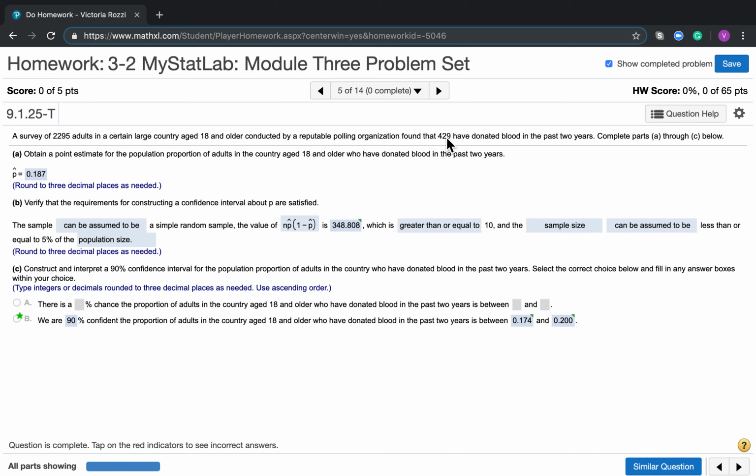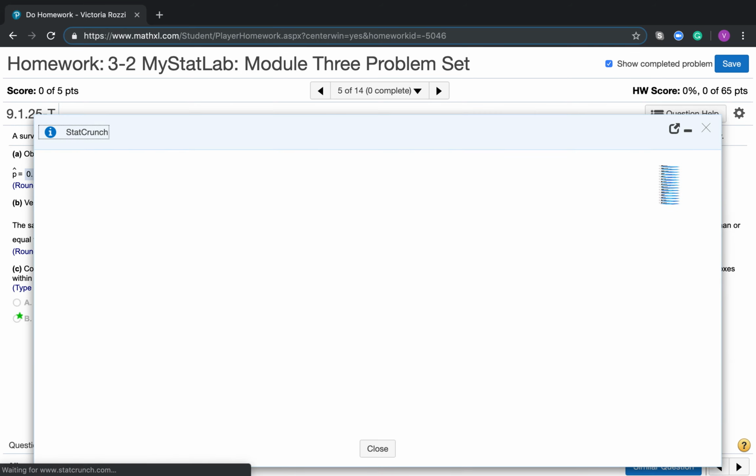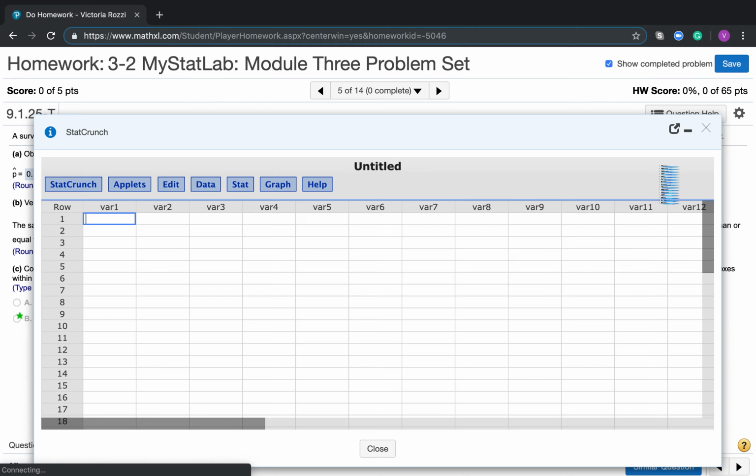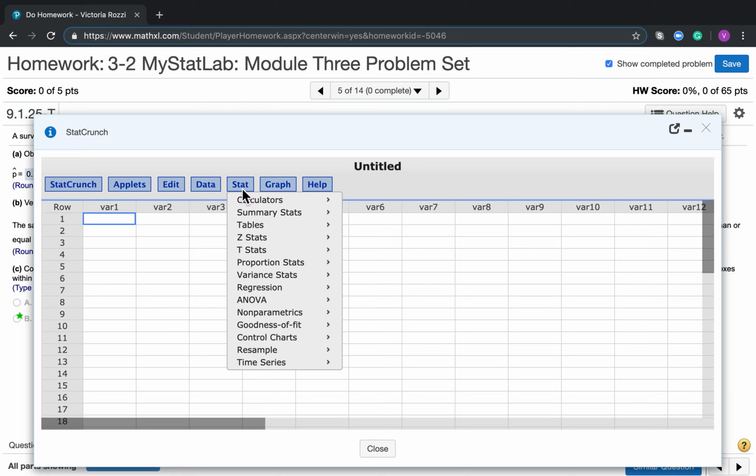You're going to need X, you're going to need N, and you're going to need what percent confidence you'd like. So we're going to go to question help and we're going to go to StatCrunch and hopefully it will let me do that now. And yes, it does. Okay, so next thing you're going to do is click Stat. You're going to go to Proportion Stats, one sample, and with summary. We don't have all the data listed. We have the summary. We have X and N.